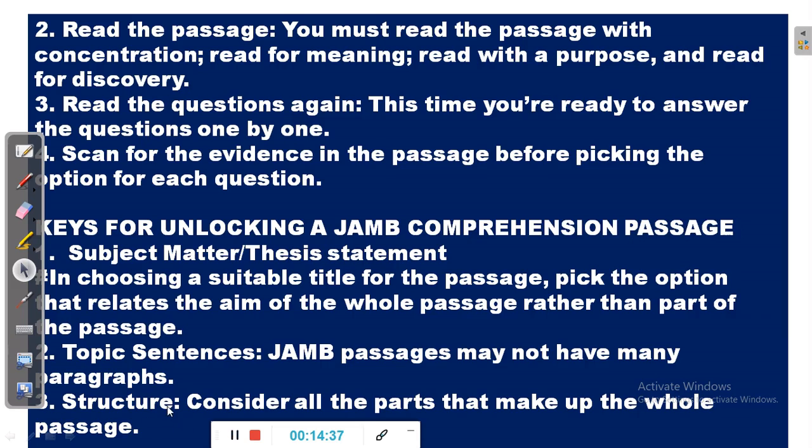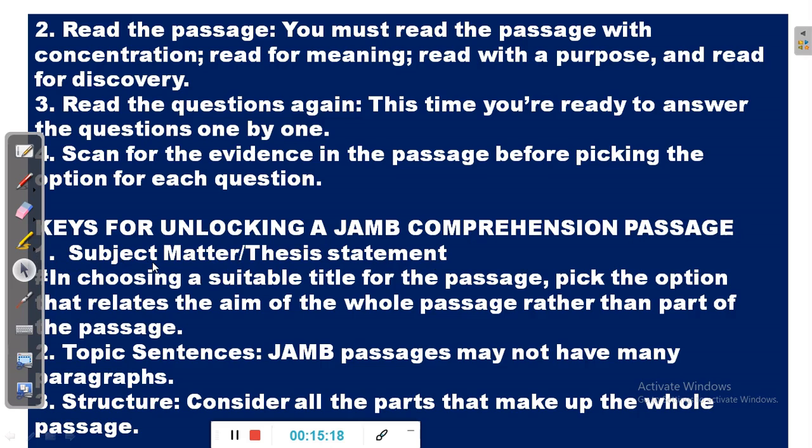Let me leave you with these 4 steps, and then let's look at the keys for unlocking a Jamb comprehension passage. As I said earlier, we need to find a way to actually demystify the Jamb comprehension passage, simplify it. And the only way to do that is to use some scientific or linguistically proven method of trying to simplify a passage. The first key is to understand the subject matter and the thesis statement.